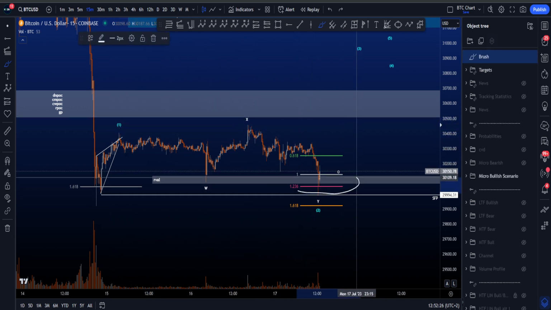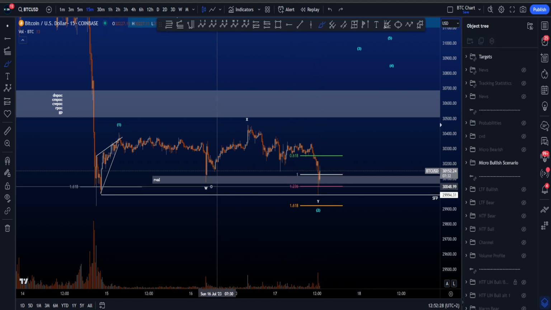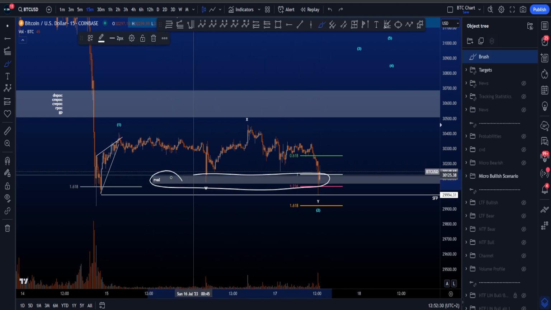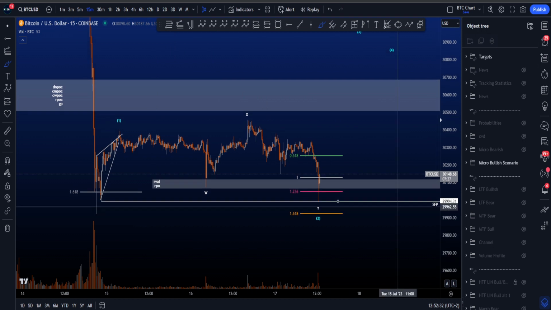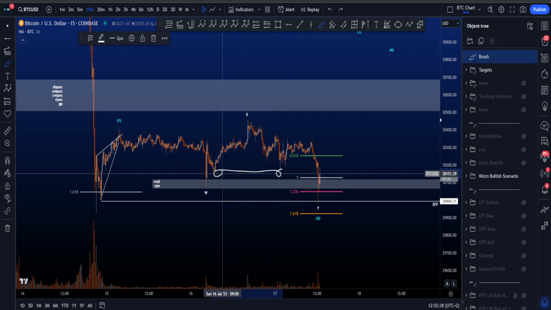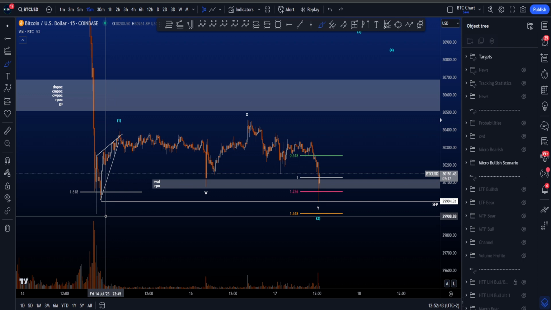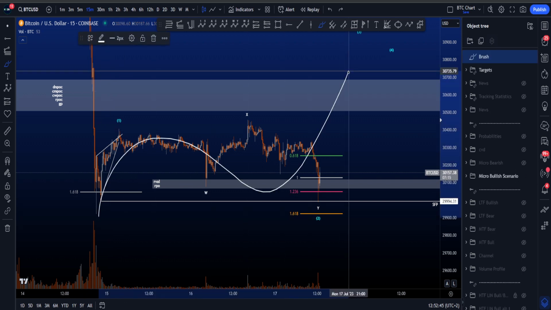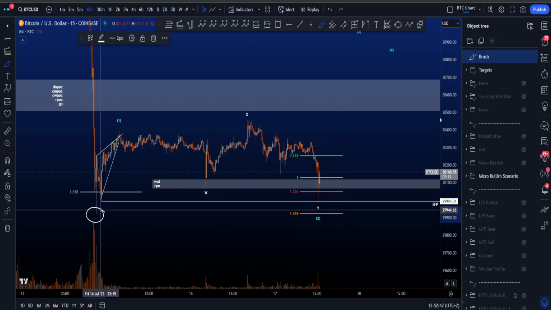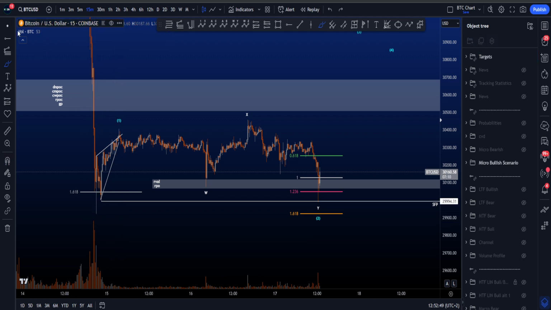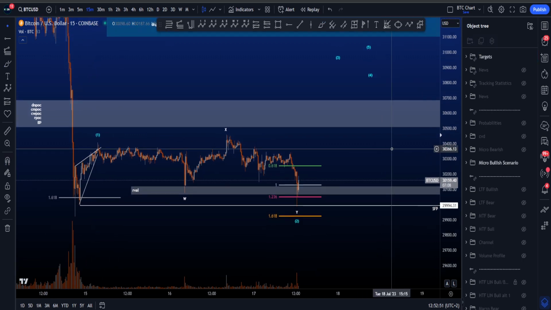And as you can see at the moment, it has been very nicely respected, also right on top of the support area that we have over here. Now currently with this wick to the downside, price also took a couple of lows for liquidity. It took low number 1, low number 2, number 3, and also this one over here, low number 4. The invalidation for this bullish scenario is if price would take this low over here, and this one still remains, which is very important for this scenario.